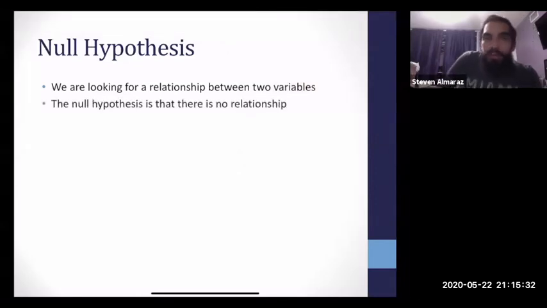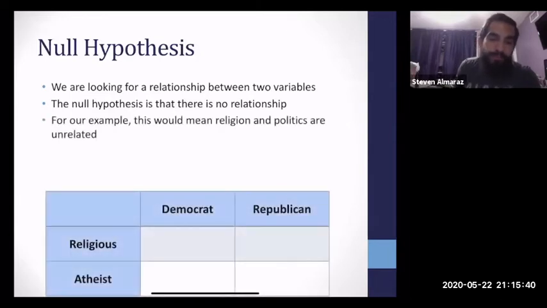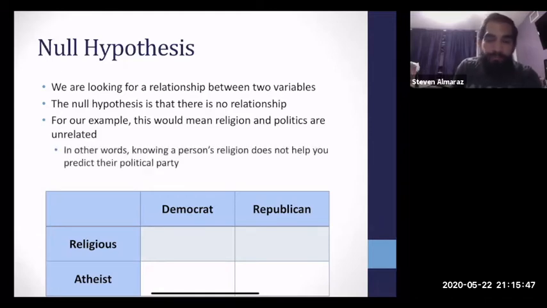Here, our null hypothesis is there's no relationship between the two variables. Your religiosity does not impact your political orientation. So, for our example, this would mean religion and politics are not related to each other. In other words, knowing a person's religion does not help you predict their political party. But if they are related, then if you know what somebody's religion is, you might be able to guess what their political party is, okay?